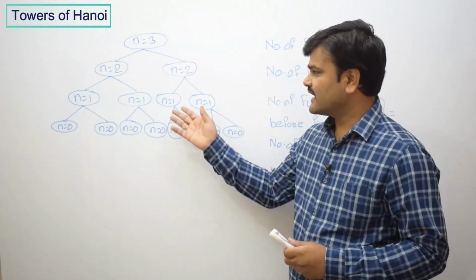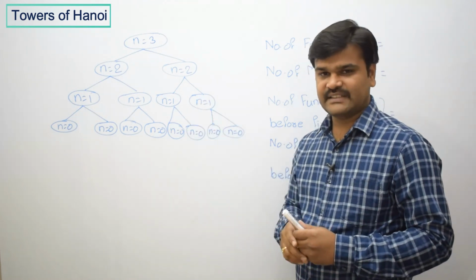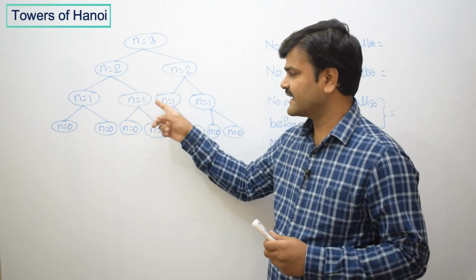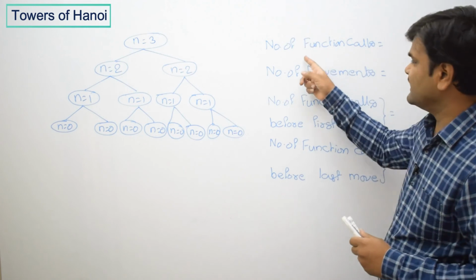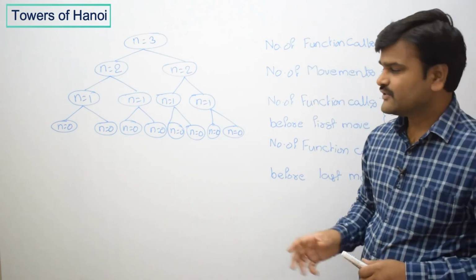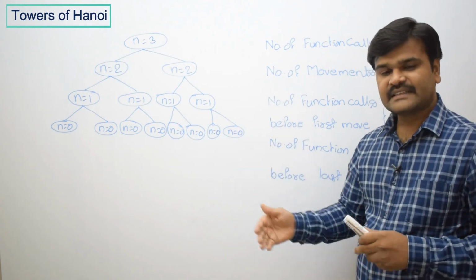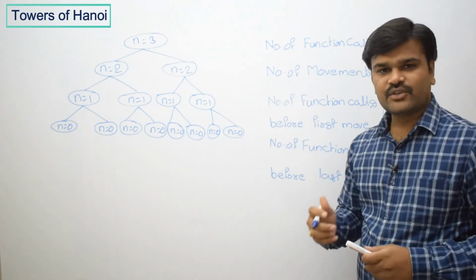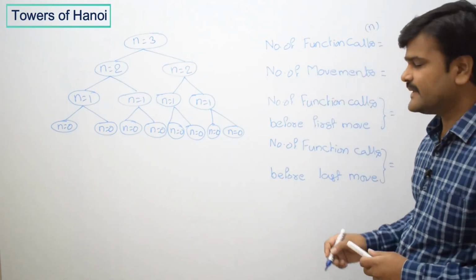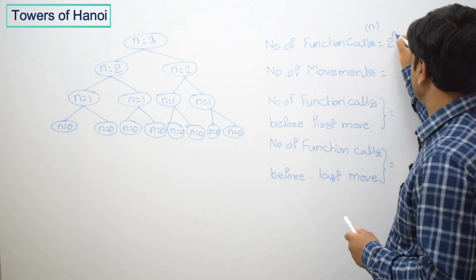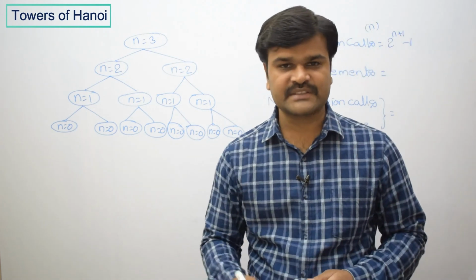Here we have taken the recursive tree without mentioning the function call details. So what is the n value, only that we are taking as the nodes. This part we already did. How many function calls happened overall? How many nodes are there in the tree? That many function calls happened. So whenever you have n disks, how many function calls happen? Here we have a total of 2 power n plus 1 minus 1 function calls. That is what we saw already.